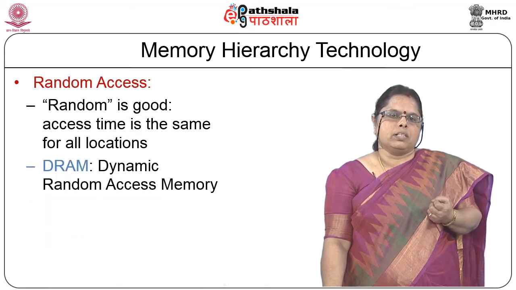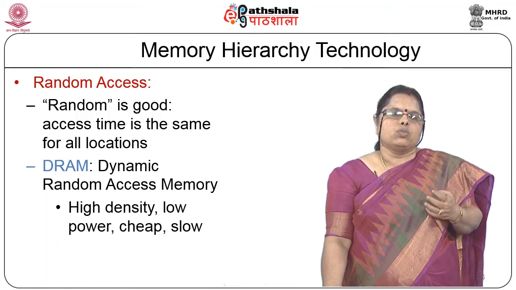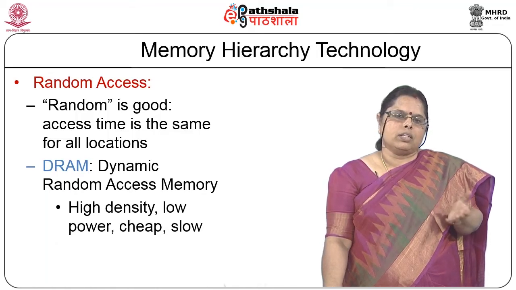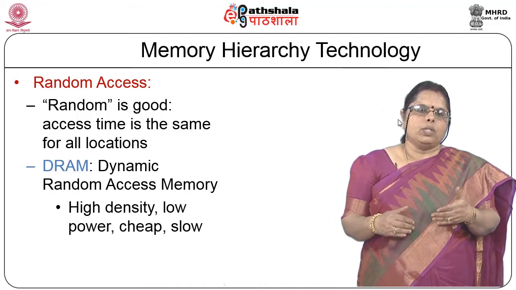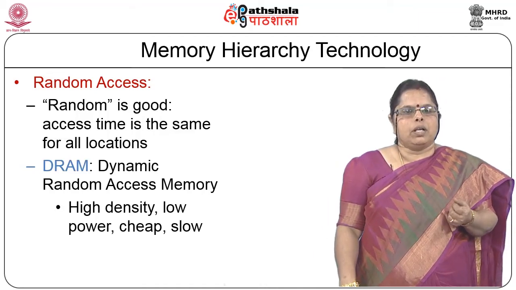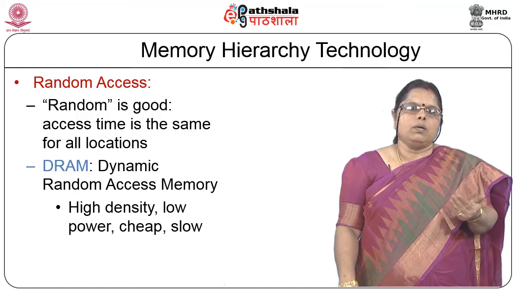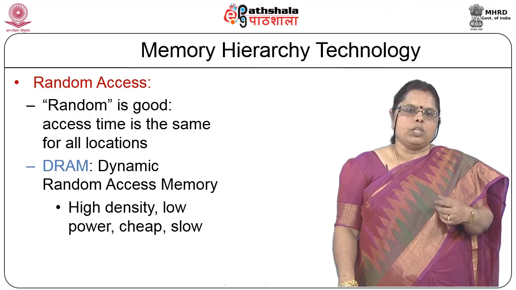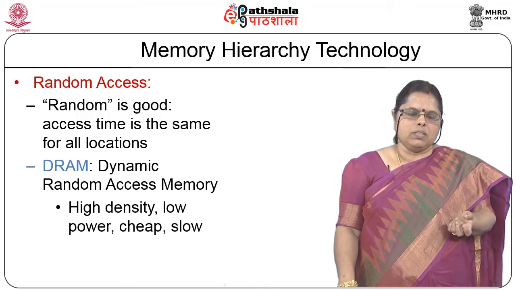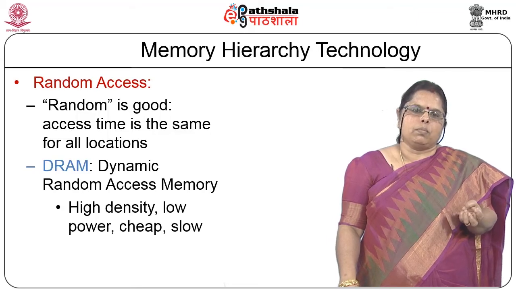So, with those basics, we will try to look at the different types of memories that are available. Basically, you can classify memories depending on different characteristics. Depending upon the access patterns, one classification is random access memory. Random is good, that is, the access time is the same for all locations. Irrespective of which memory address has to be accessed, the access time is the same. Those are examples of random access memories.